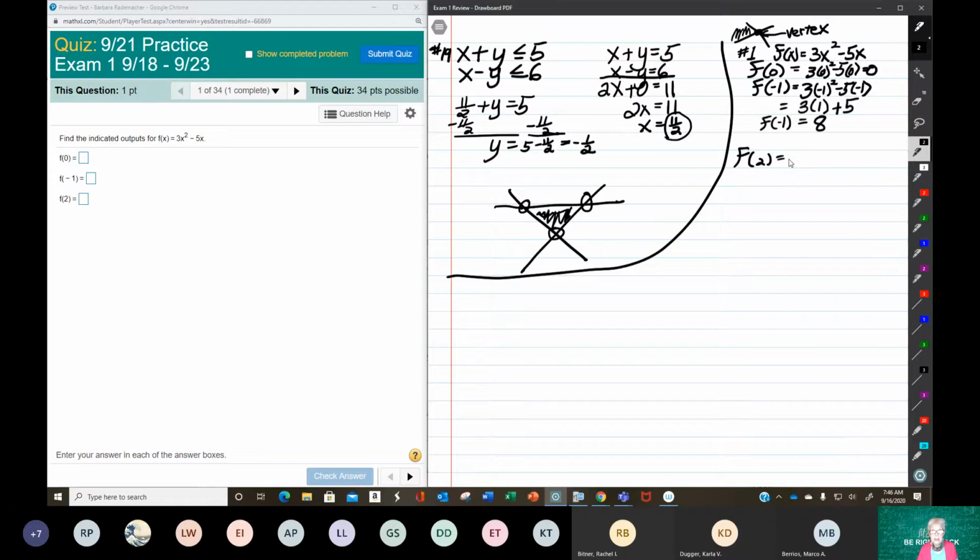Now 2 is a positive number, significantly less dangerous. You're going to have 3 times 2 squared minus 5 times 2. This will be 3 times 4, because 2 squared is 4. 2 squared is 2 times 2. So you're going to have 12 minus 10, and the answer will be 2. So f of 2 equals 2. And that's how you would do those three. Whatever goes in the parentheses goes in for the x.